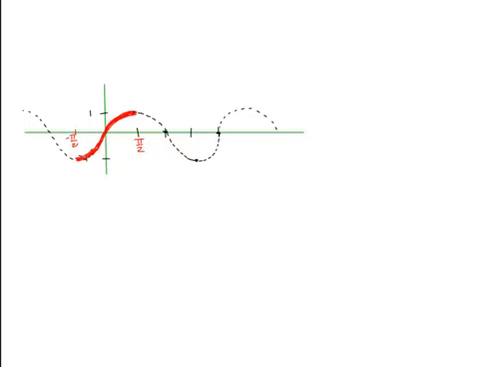So negative pi over 2 to 0 is quadrant 4. 0 to pi over 2 is quadrant 1. And so if we look at the unit circle, what we're doing is we are limiting the range, the outputs of our inverse sine function to the region between negative pi over 2 through 0 to positive pi over 2. In other words, negative 90 degrees to positive 90 degrees if we're talking about degrees.